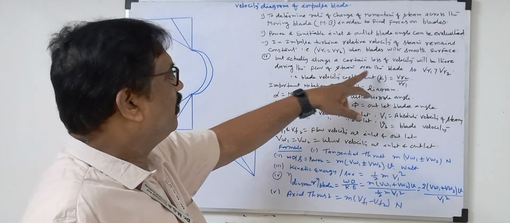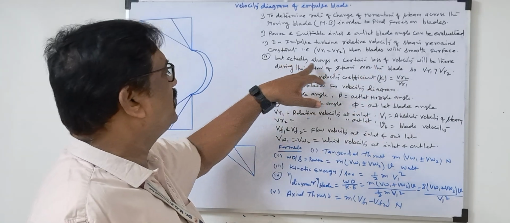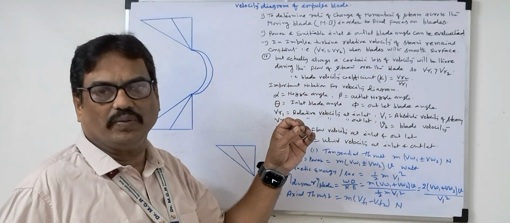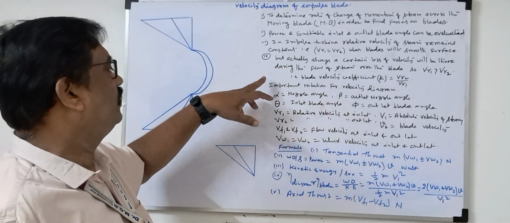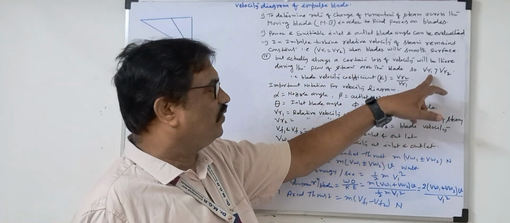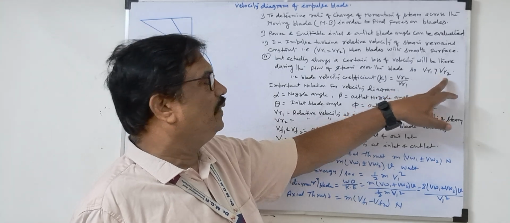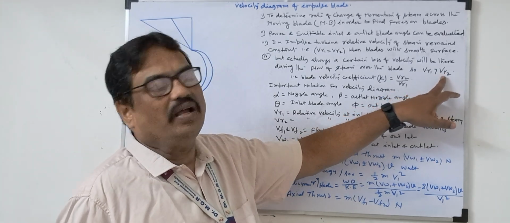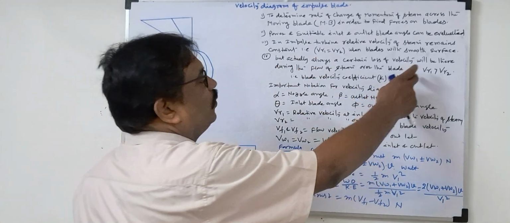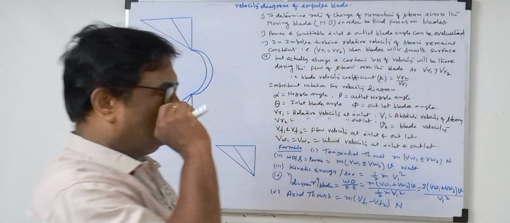But actually there is always a certain loss of velocity, because once the steam enters the blade, some loss will occur in the velocity during the flow of steam over the blade. In that case, the relative velocity at inlet will be greater than the relative velocity at outlet. So what will the blade velocity coefficient be? VR2 by VR1. So here two cases will be there.